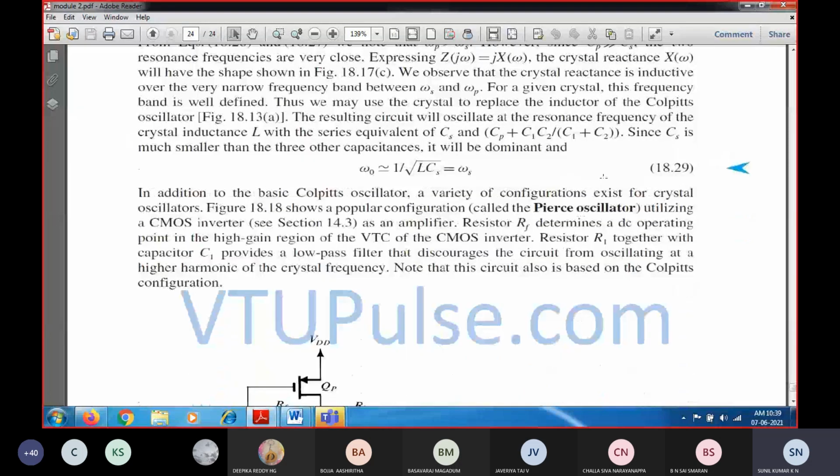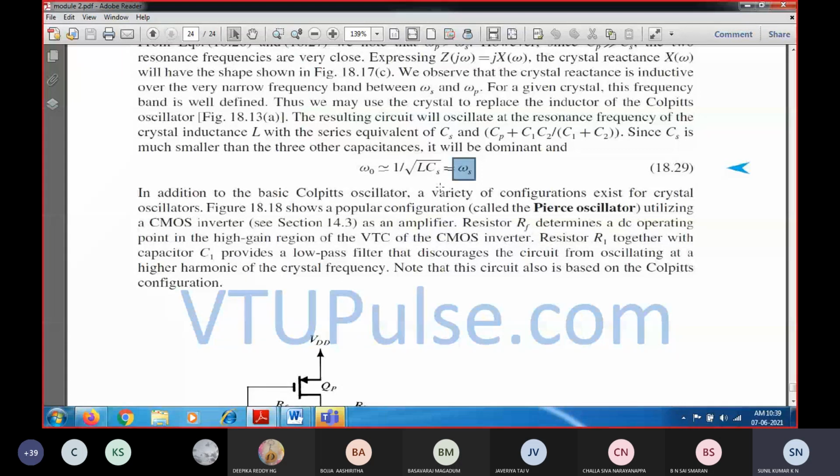The same holds during the resonance frequency of that inductor, so L in series with Cs, which is going to have a smaller capacitance. So omega naught will be equal to 1 over square root of L into Cs, that is equal to the series resonance. That can be compared with the Hartley oscillator as well.